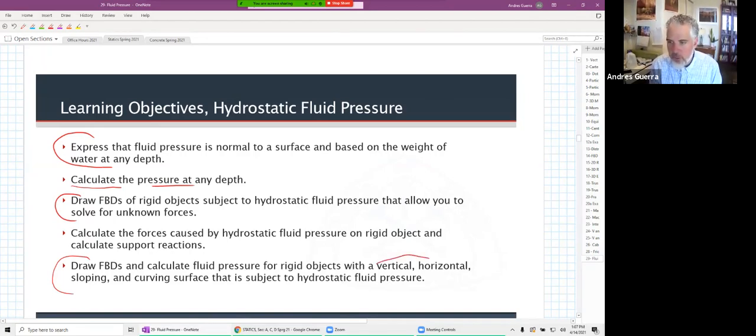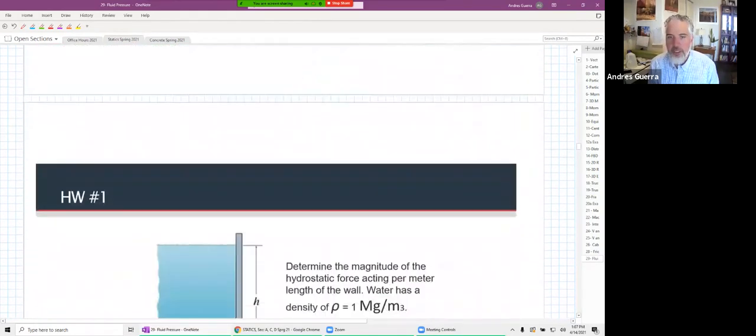We're going to focus on vertical and horizontal today. And then after exam number 3, we'll do a lecture on sloping and curving surfaces subject to hydrostatic fluid pressure.